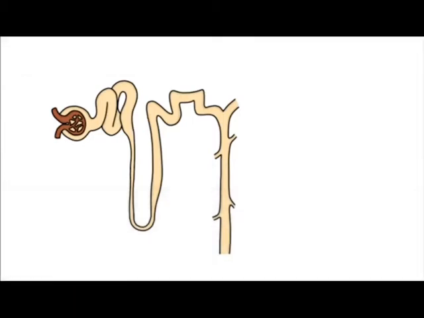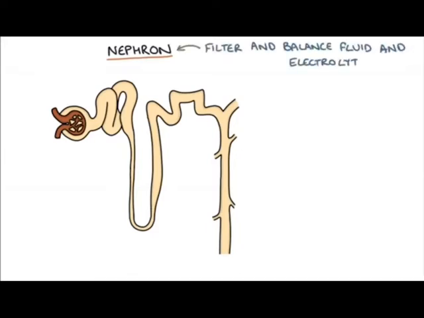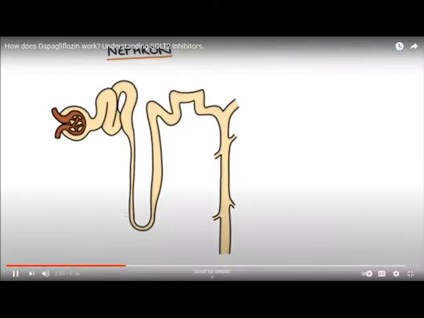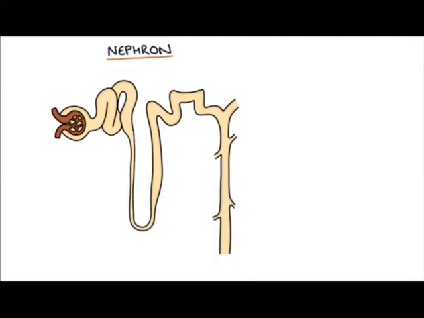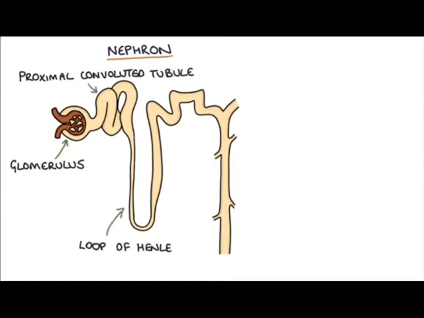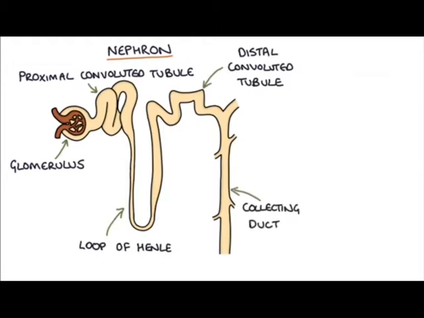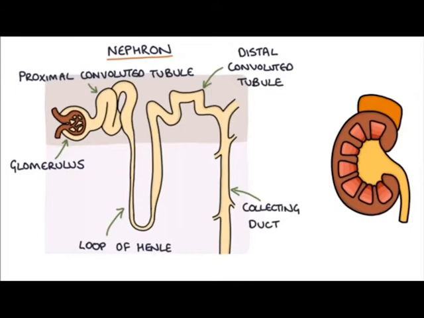The kidney is made up of about 1 million tiny tubes called nephrons, and these nephrons are responsible for filtering and balancing fluid and electrolytes between the blood and the urine. Now, the nephron consists of 5 main landmarks that you need to be aware of: the glomerulus, the proximal convoluted tubule, the loop of Henle, the distal convoluted tubule, and the collecting duct. The glomerulus and the convoluted tubules are up in the cortex of the kidney, and the loop of Henle and the collecting duct pass down into the medulla of the kidney.